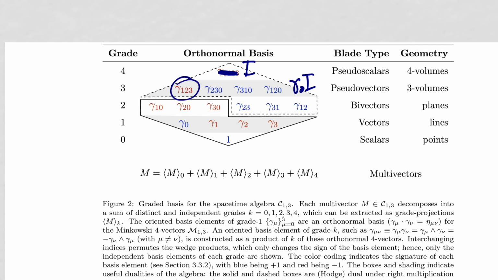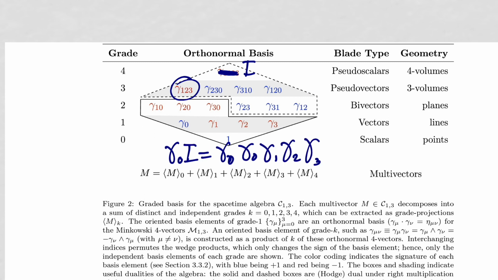I think this one is probably gamma 0 I, right? So, yeah, I mean, you can already see it, right? Gamma 1, gamma 2, gamma 3 times gamma 0, right? Let me clean that up a bit. Gamma 0 times I is gamma 0, gamma 0, gamma 1, gamma 2, gamma 3. Well, gamma 0 squared just goes to 1, right? And you're left with gamma 1, gamma 2, gamma 3, which is what that is. So we're even going to get rid of gamma 1, gamma 2, gamma 3, and we're going to probably end up writing just gamma 0 I for that. But stay tuned for that.